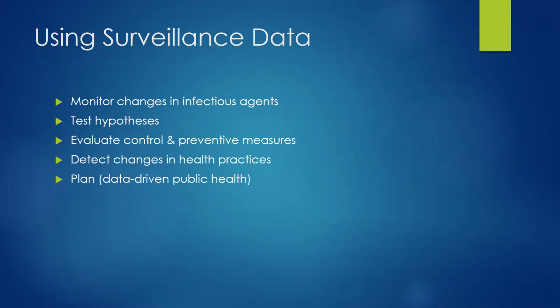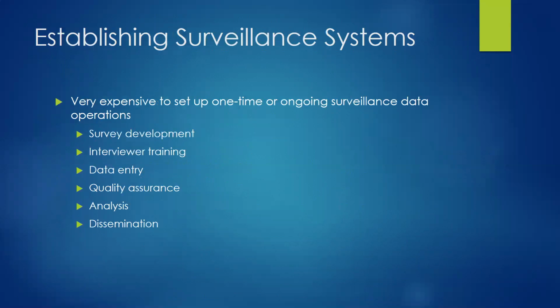So how do we use surveillance data? We monitor changes in infectious agents. We use it to test hypotheses, to look at how our control and preventive measures are working, to detect changes in health practices, and to plan, so using data to drive public health. So surveillance systems are great, but they are expensive to get set up, and since they're ongoing, there's usually also a maintenance cost associated with them.